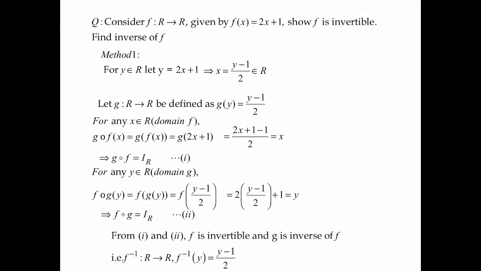So conclude by defining the rule in complete form. So f inverse is a function from set R to R. f inverse of y is equal to y minus 1 over 2. In our next video, we will look at the same question and do it with the second method.